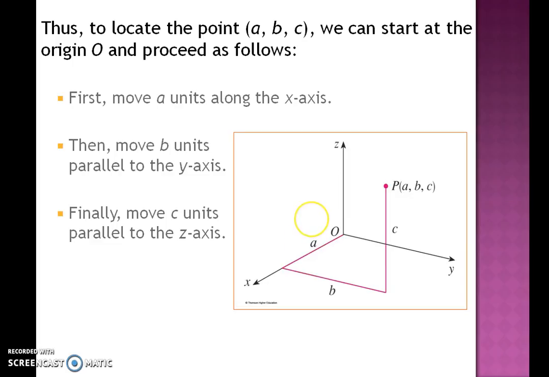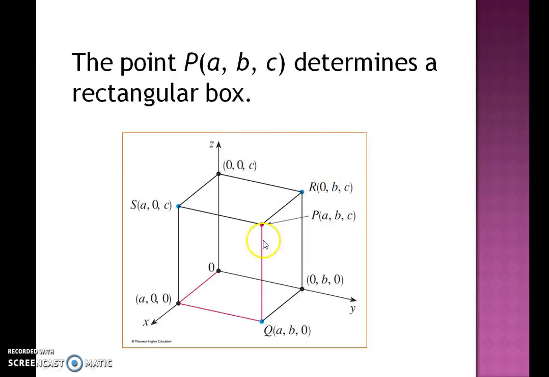Thus, to locate the point A, B, C, we can start at the origin O. So first move A units along the x-axis, then move B units parallel to the y-axis and finally move C units parallel to the z-axis, and finally wherever you get this final point is known as the point P, which has the coordinates A, B and C. Thus, if you have located this point P, you can easily locate the points Q, R, S.